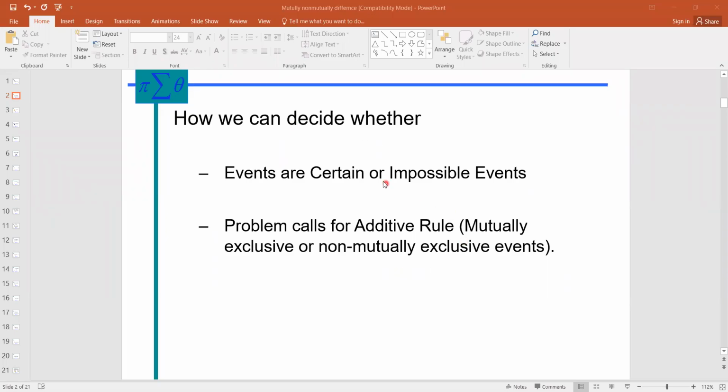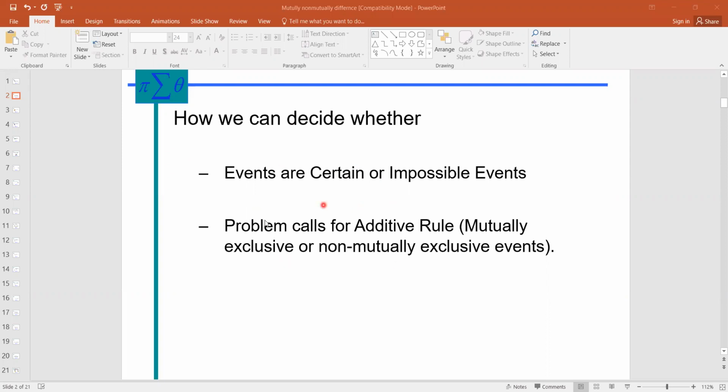In this video, you will learn about the two important issues in probability. The one is whether events are certain or impossible, as most of us are confused about how to identify whether the events are certain or impossible.